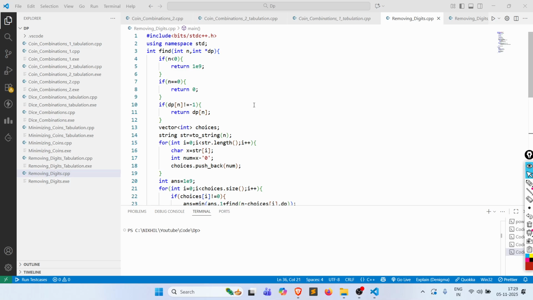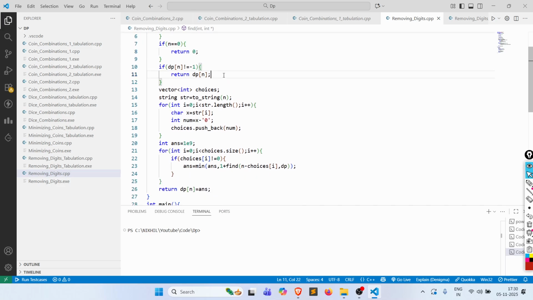Also, if n is 0, that means we don't need to take any further steps and we will simply return 0. And if let's say our dp of n is not equal to -1, that means our answer is already pre-calculated and we will simply return it. Now we will find the choices which we have. Let's say the number which we currently have is 1234, then the choices array would have 1, 2 and so on, with all the possibilities which we have.